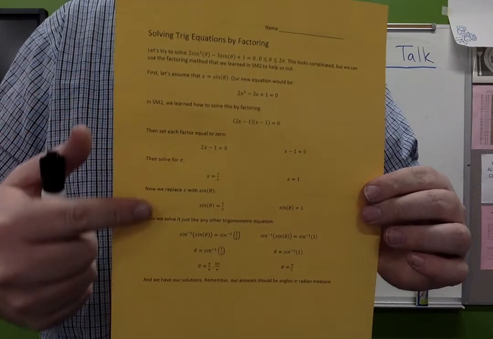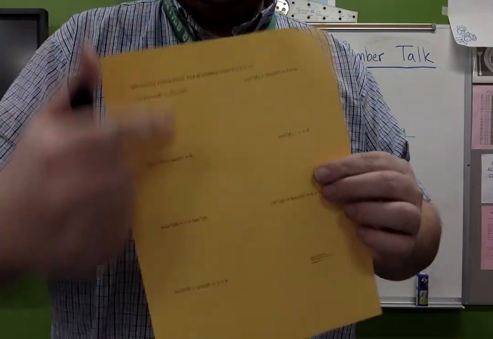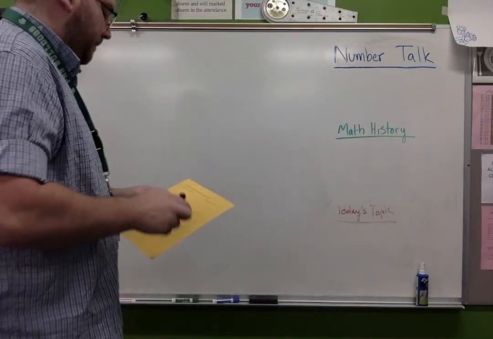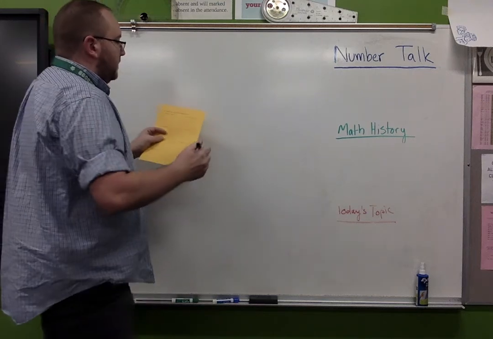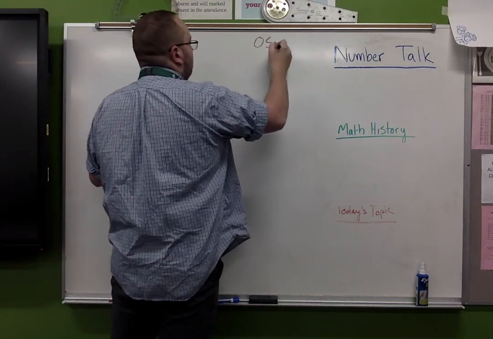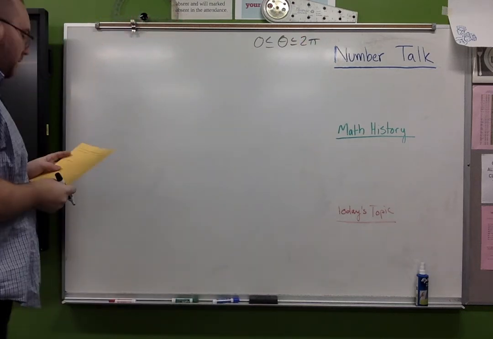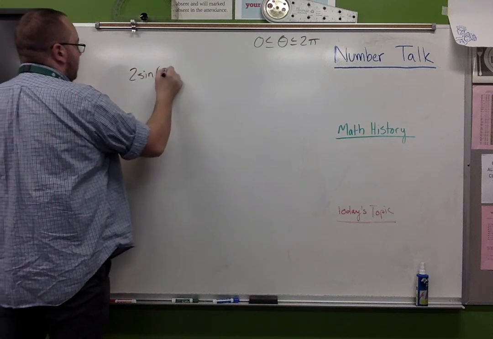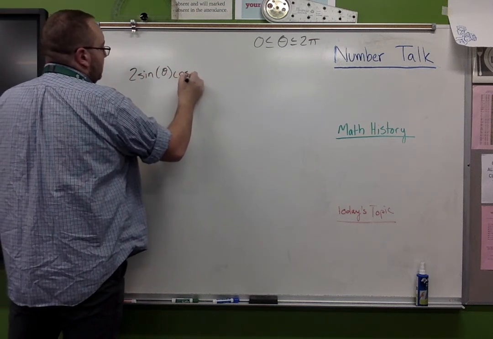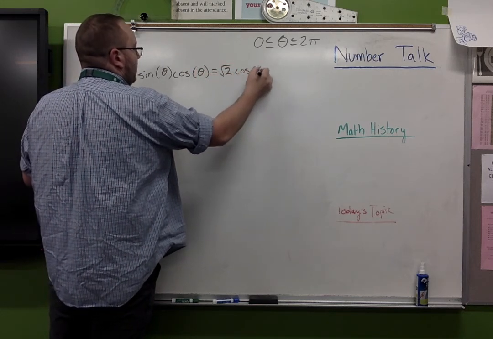Okay, we're just going to go. This is a kind of review of how to factor a little bit, and then how to solve. So we're just going to jump straight to the back side. Notice that it says all of our angles are from 0 to 2 pi. Let's see here. So we have 2 sine of theta cosine of theta equals square root of 2 cosine of theta.